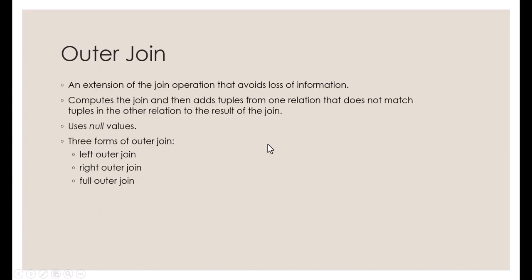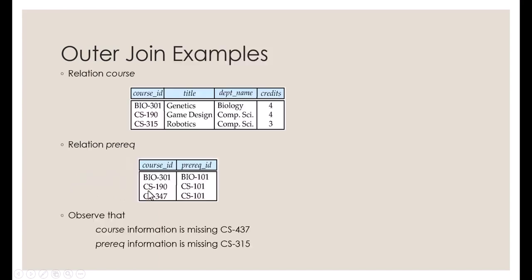Okay, let's talk about different outer joins. So this computes the join and then adds tuples from one relation that do not match the tuples in the other relation. So this one, you could have null values. There are three different types of outer joins: left outer join, right outer join, and then full outer join.